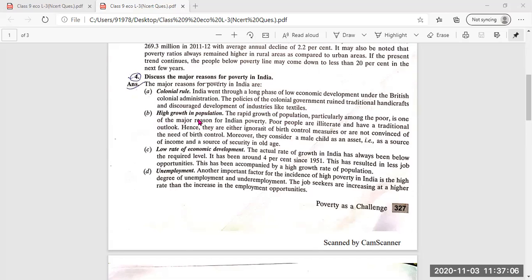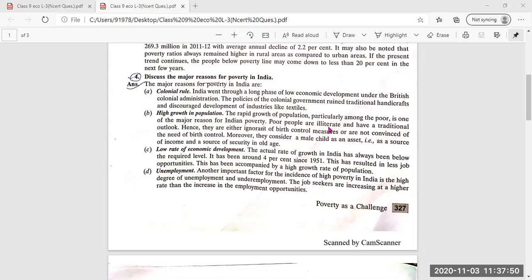Then the second point, high growth in population, is also one of the major reasons for poverty in India. The rapid growth of population, particularly among the poor, is one of the major reasons for Indian poverty, because poor people are illiterate and have a traditional outlook also. Poor people are very much illiterate. They don't have education, or only a little education if they have any, but they stick to their traditional outlook. Hence they are ignorant of birth control measures; whatever birth control measures there are, they don't know about them because they are illiterate.